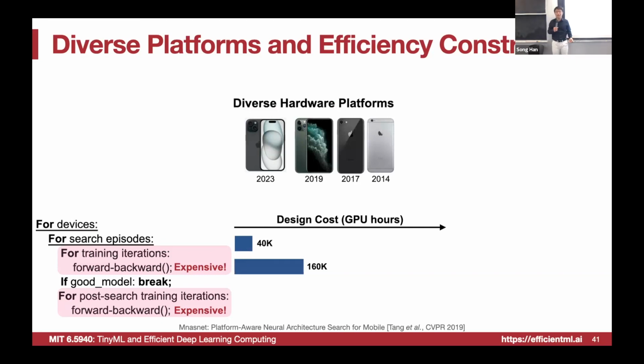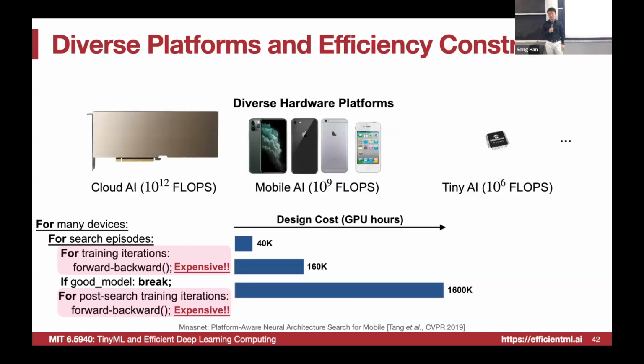Certainly, if you're an app developer, you want to do a startup, you want to have something on the Apple App Store. You certainly want to support not only 2023, but also some older phones, okay? And try to be inclusive, not only for users who have newer phones, but also users who have outdated phones. So immediately you have to increase the search costs by finding good models for diverse devices, and that will just explode if you have many different devices, from cloud AI to mobile AI to tiny AI.